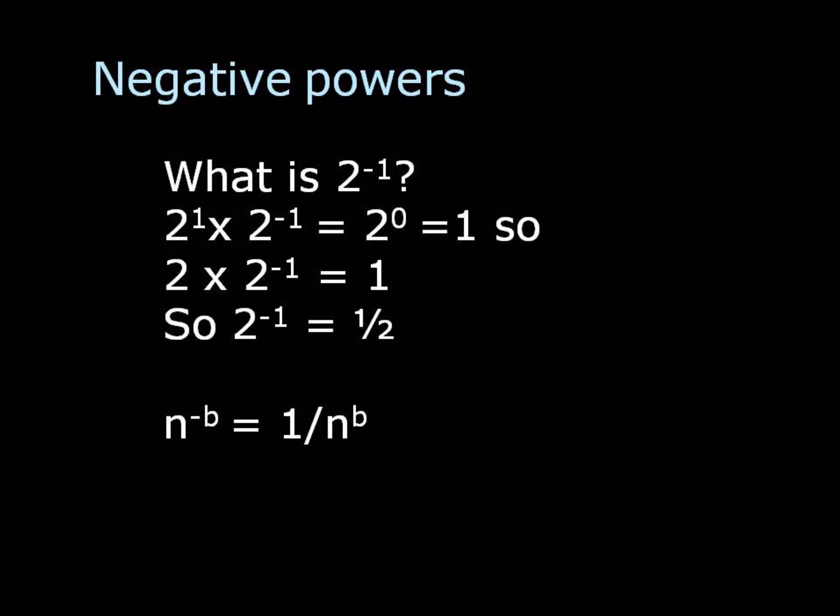So in general, n to the power of minus b is equal to 1 over n to the power of b.